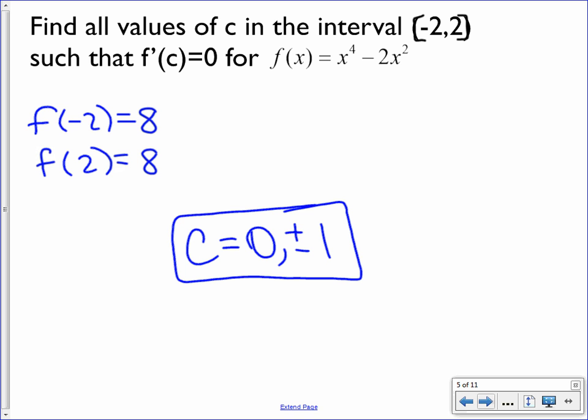Next, the mean value theorem. What do you think of when you hear mean? Average. Do we have any words that we talked about in calculus with average? Not standard deviation, but average rate of change. What is average rate of change?